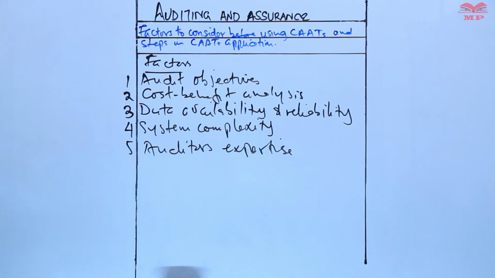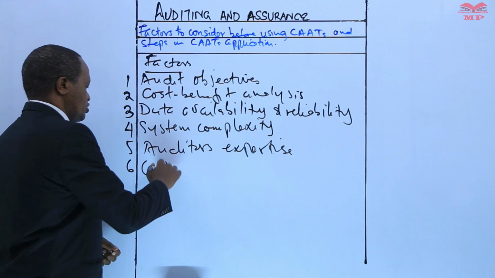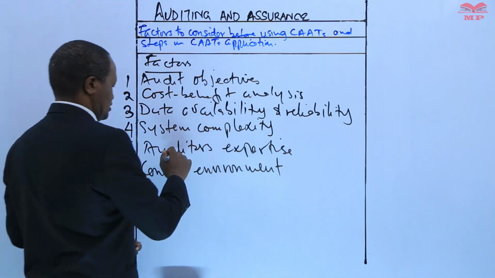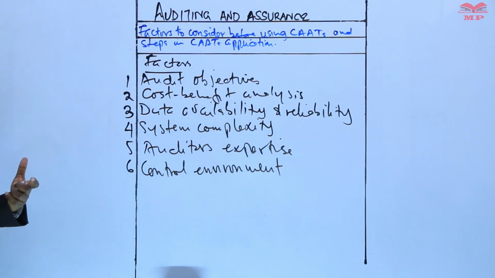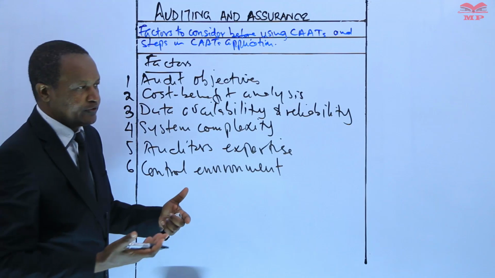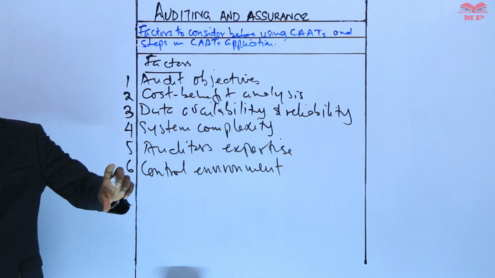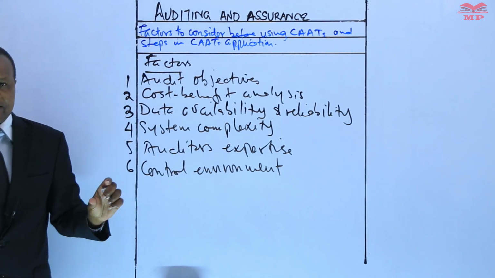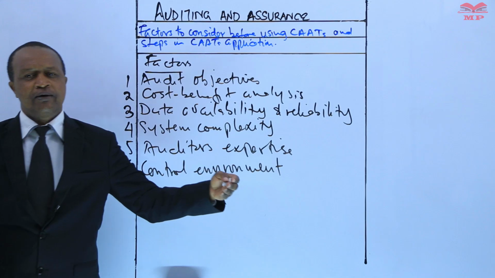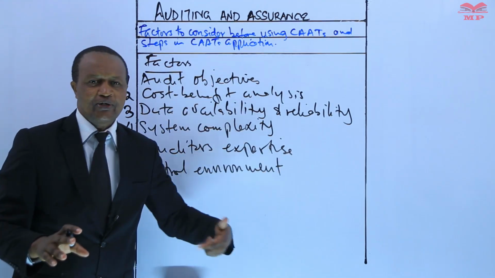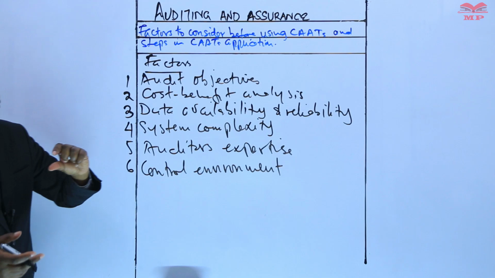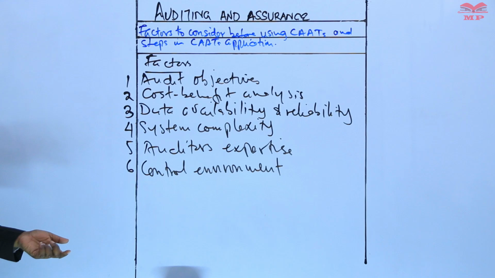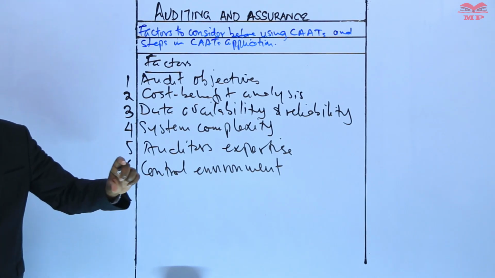Six, control environment has to be taken into account. The control environment. The auditor has to evaluate the effectiveness of the organization's internal controls, because strong controls may allow for more reliance on CAATS, while weak controls may necessitate additional manual procedures. So the control environment has to be evaluated to check its effectiveness.